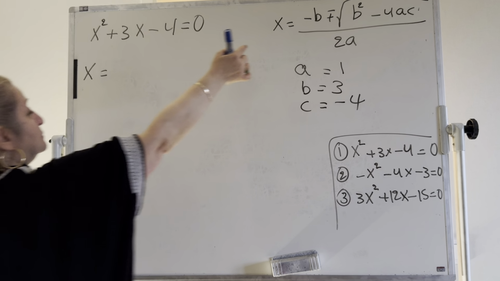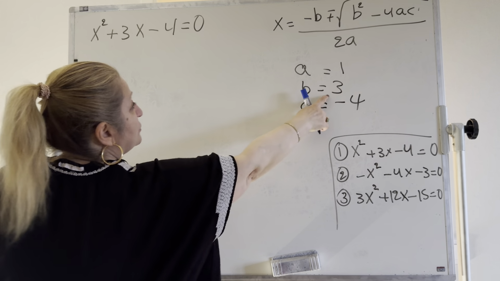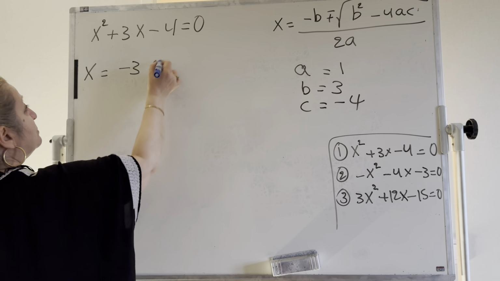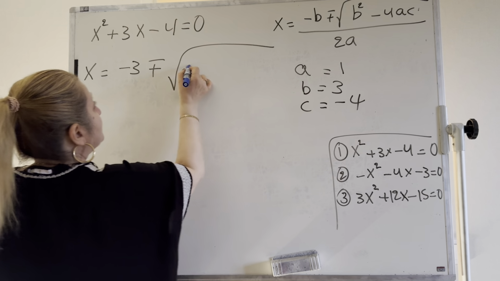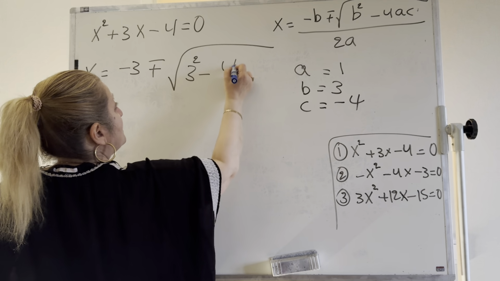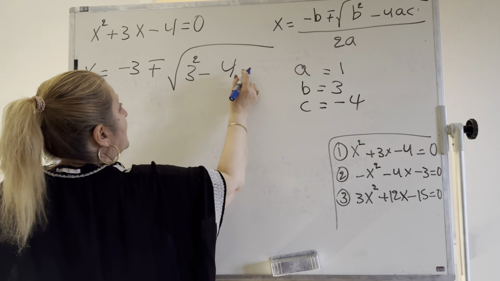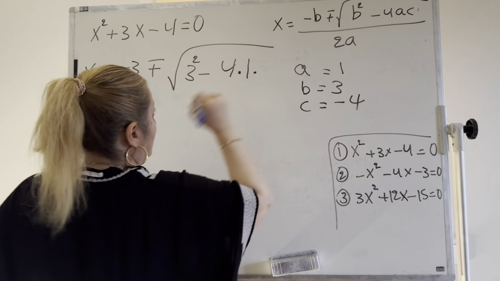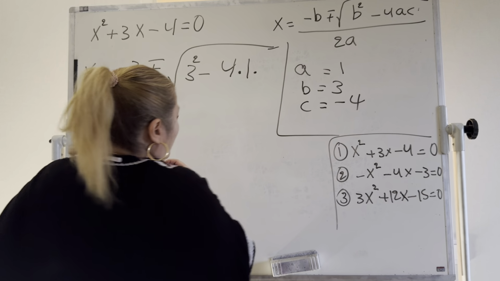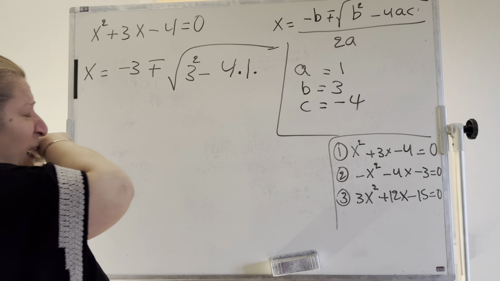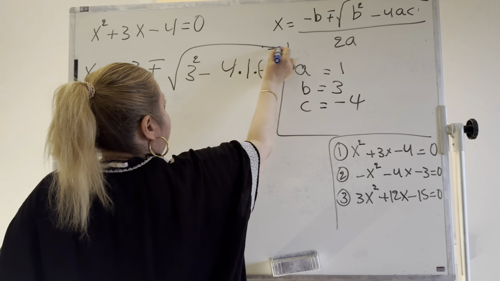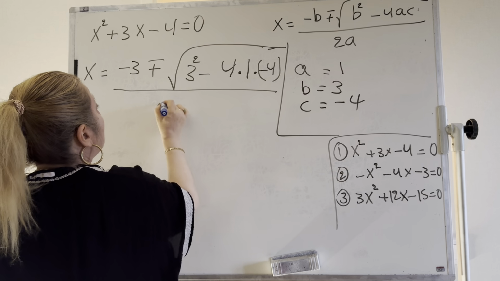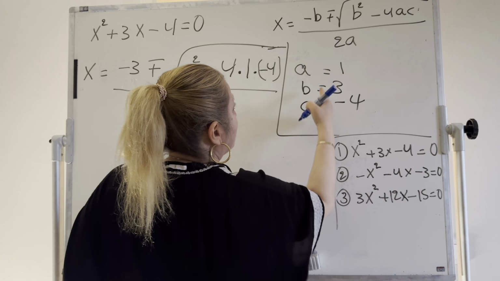x equals minus b, minus 3, plus or minus the square root of b squared, 3 squared, minus 4 times a, which equals 1, times c, which equals minus 4, divided by 2 times a, and 2 times a equals 2 times 1.